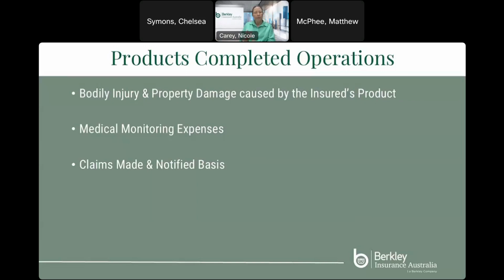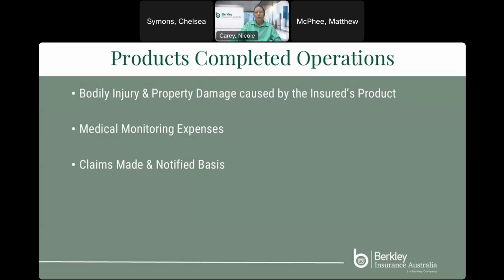And just to answer Gordon's question, this section, the products liability section, is written on a claims made and notified basis. So just to rehash, that means a claim has to be made against the insured during the policy period, and the policy that's in place at that time will respond.